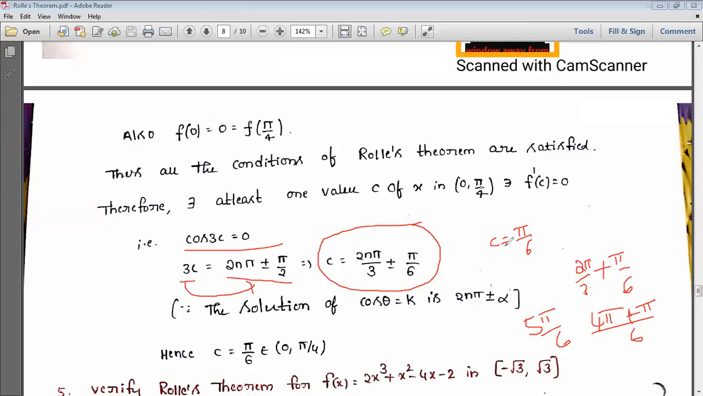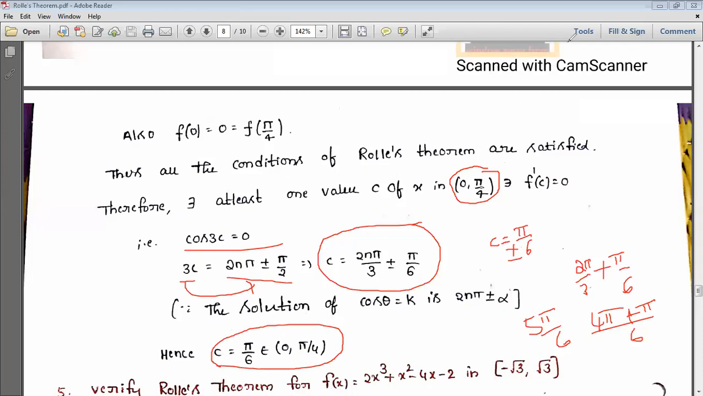This is not in the interval 0 comma pi by 4. That's why I simply wrote c equal to plus or minus pi by 6. But the interval consists only of positive terms, 0 comma pi by 4. That's why I wrote c is equal to pi by 6, which lies between 0 comma pi by 4. Like this I calculated.